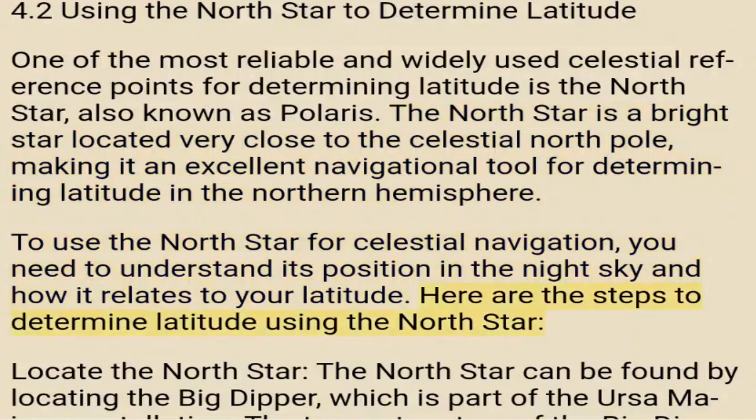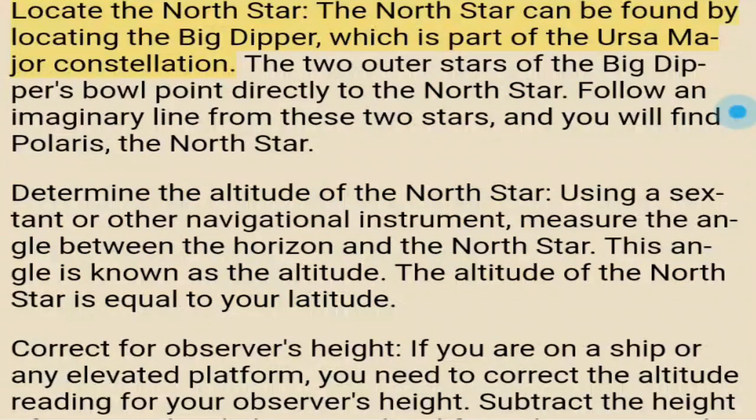Here are the steps to determine latitude using the North Star. Locate the North Star. The North Star can be found by locating the Big Dipper, which is part of the Ursa Major constellation. The two outer stars of the Big Dipper's bowl point directly to the North Star. Follow an imaginary line from these two stars, and you will find Polaris, the North Star. Determine the altitude of the North Star. Using a sextant or other navigational instrument, measure the angle between the horizon and the North Star.